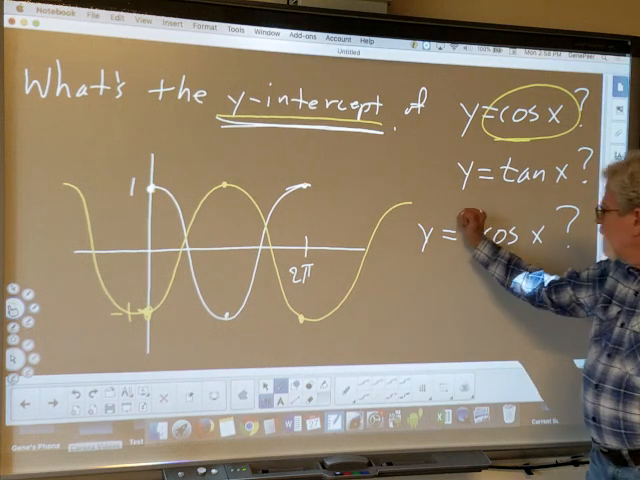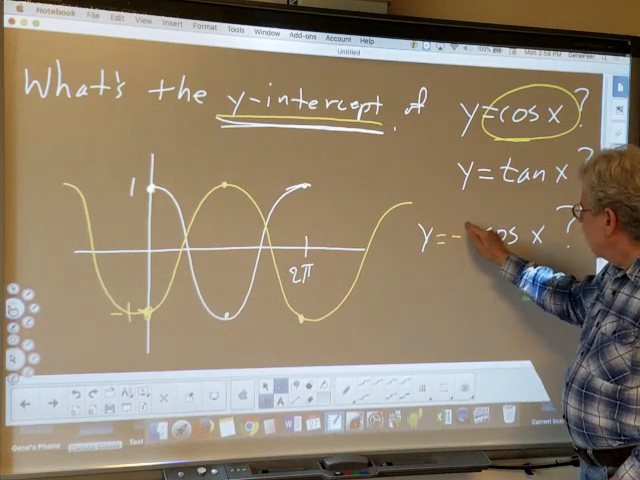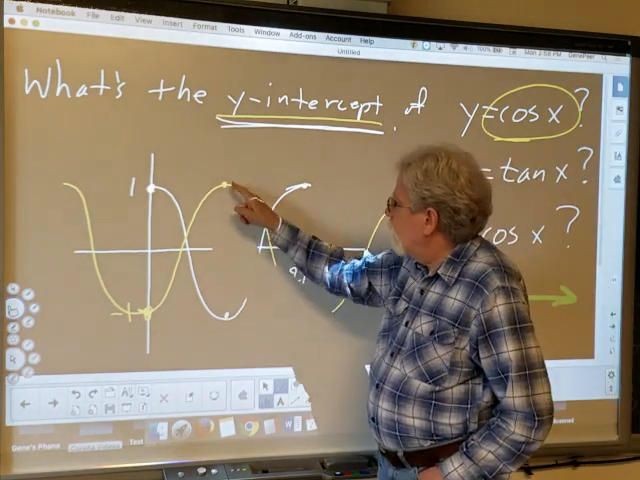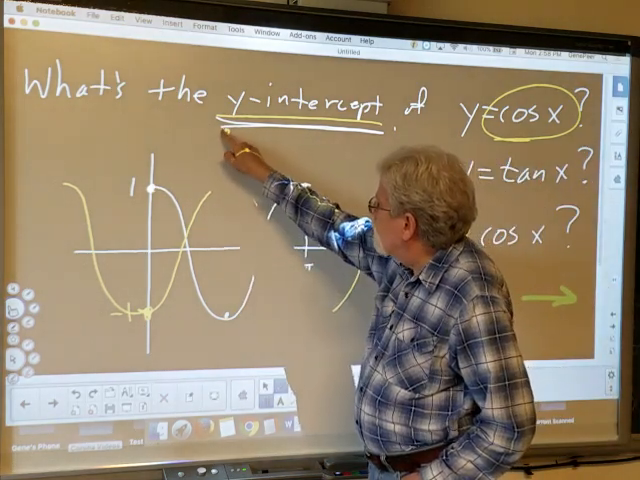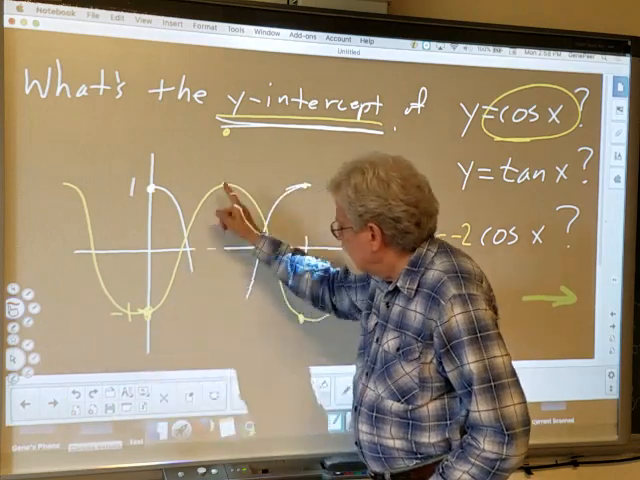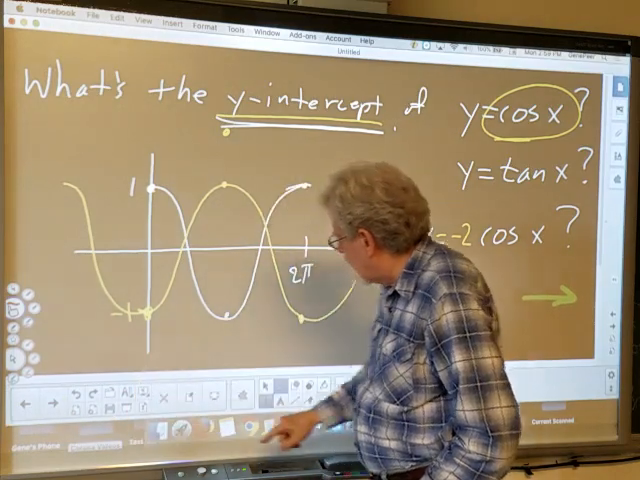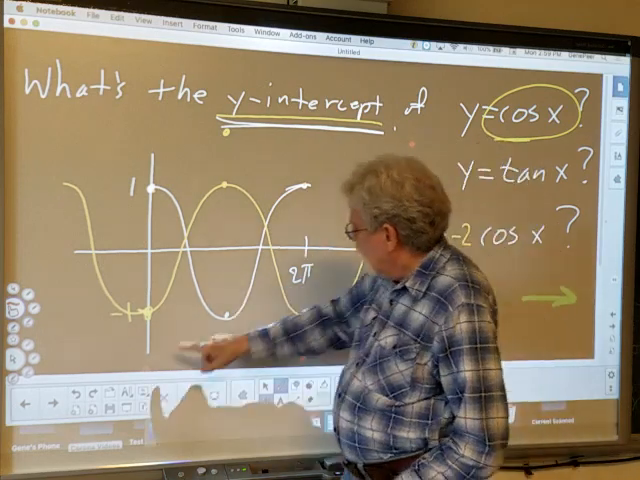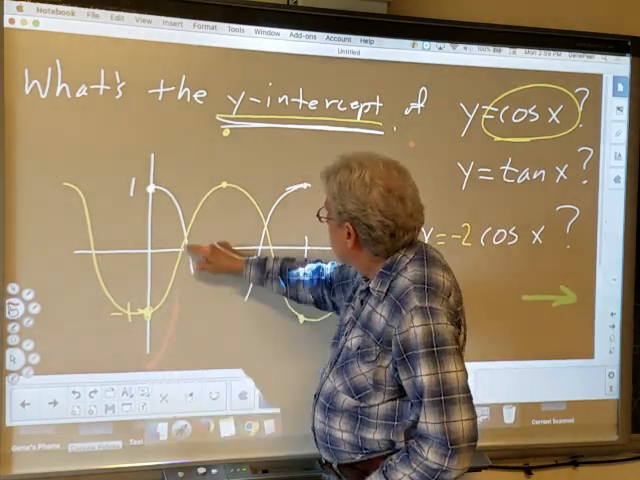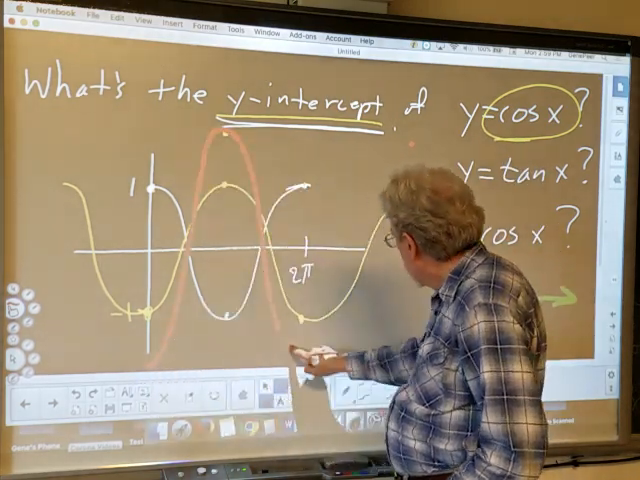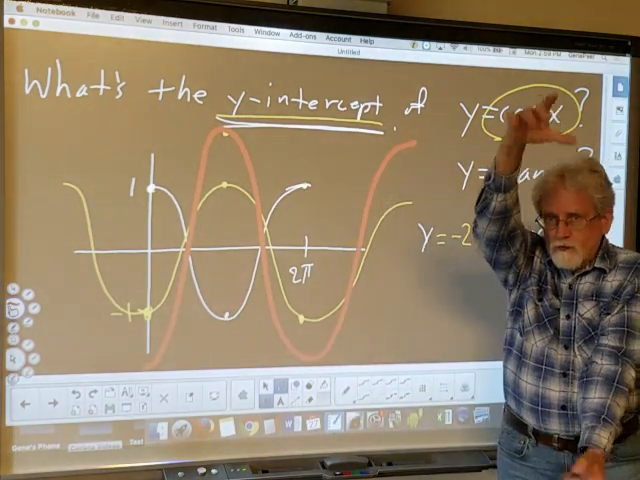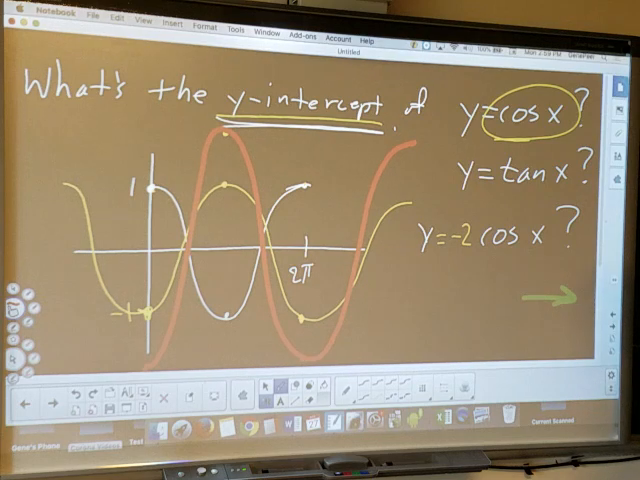What would happen if I had something like negative 2 cosine of x? Well, instead of a maximum point of 1, you'd have a maximum point of 2. Let's do it in red. And a minimum point of negative 2 down there someplace. And a maximum point of 2. And it would look more like this. It would stretch it to twice as tall as normal. All right, let's go on to some more examples.